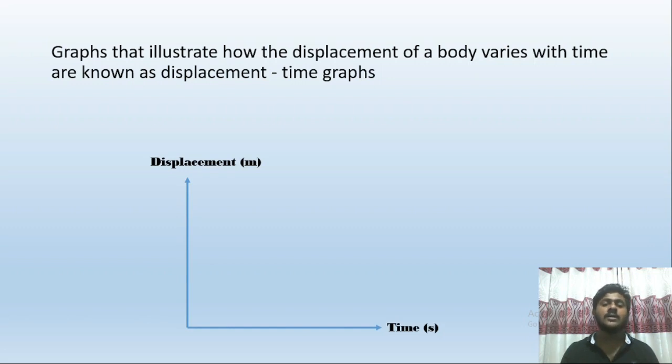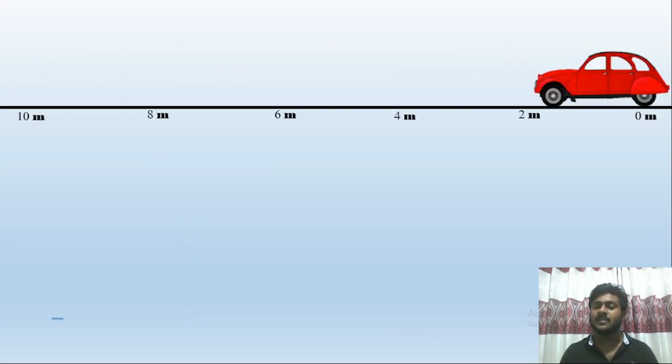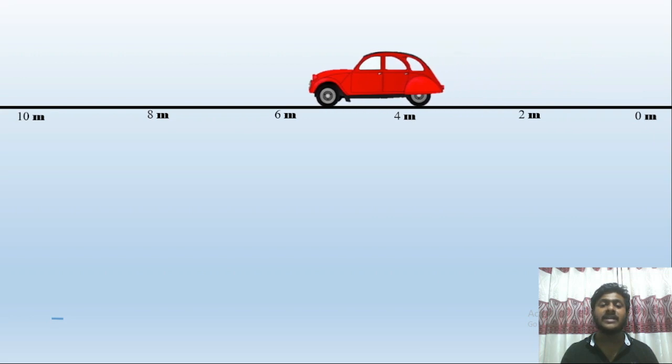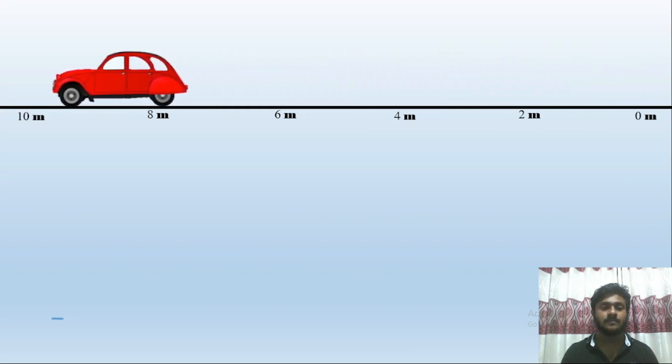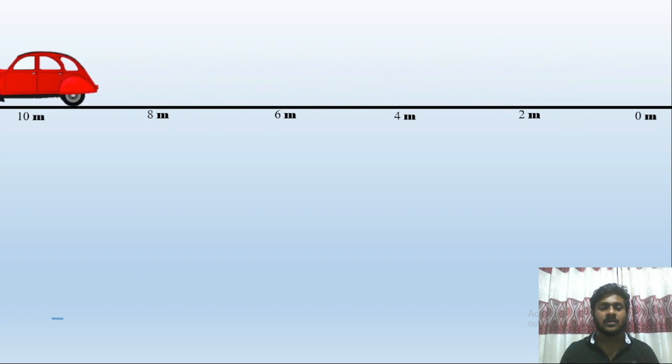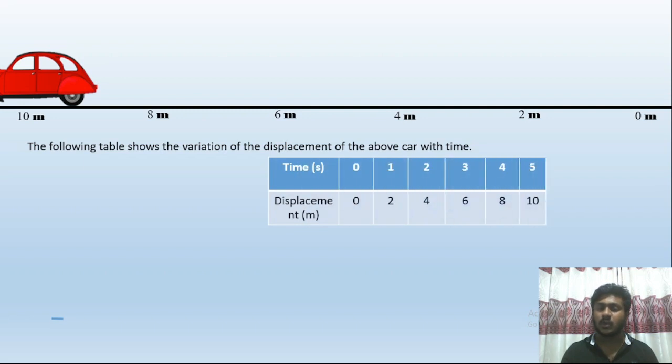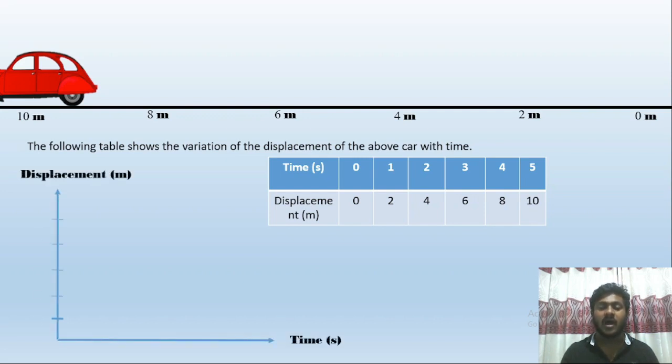Let me draw a displacement time graph. This is a car that is moving along a straight path by completing 2 meters of displacement in each second. The following table shows the variation of the displacement of this car. So let me draw the displacement time graph according to that chart. First we have to mark each axis and then we should mark each coordinate.